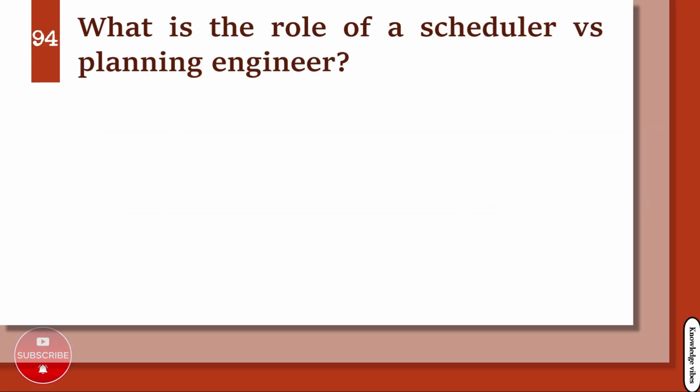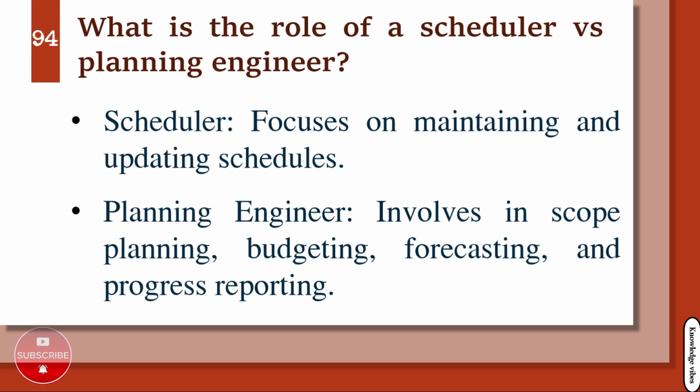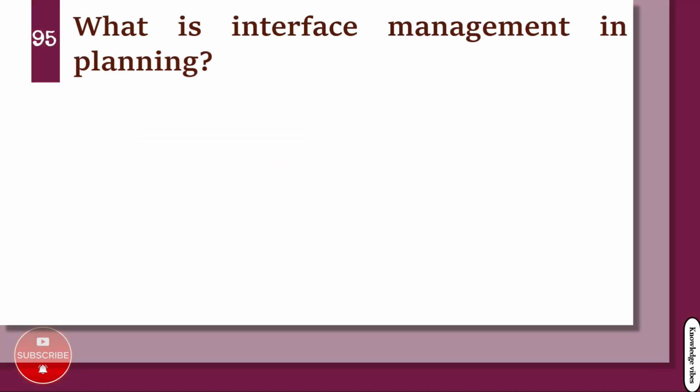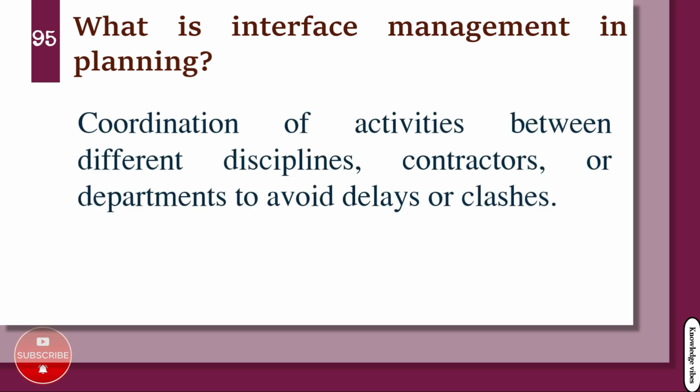What is the role of a scheduler vs planning engineer? Scheduler focuses on maintaining and updating schedules. Planning engineer is involved in scope planning, budgeting, forecasting, and progress reporting. What is interface management in planning? Coordination of activities between different disciplines, contractors, or departments to avoid delays or clashes.